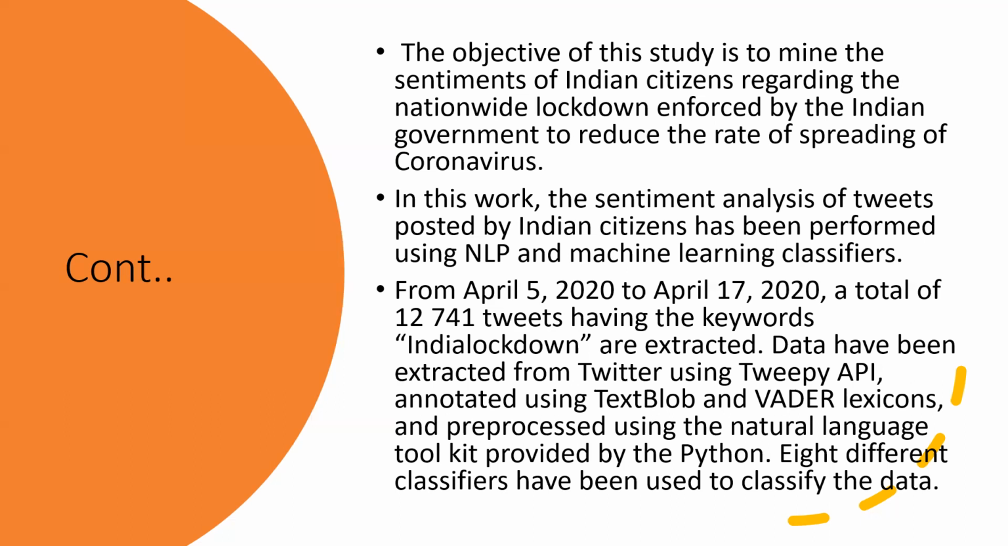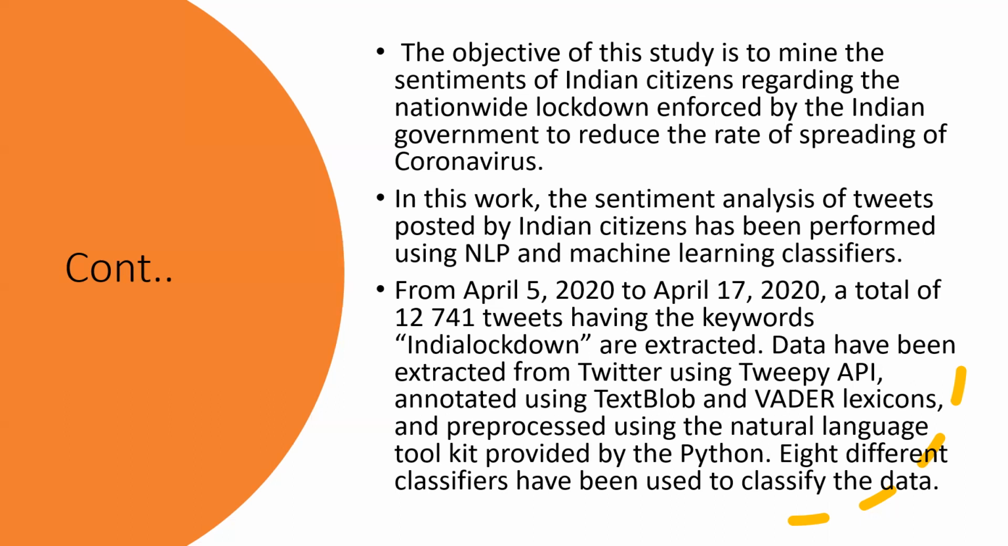We tweet messages like my situation at home hashtag, my situation at office, my work at home, and my problems at home. All will tweet the different types of situations of theirs. So by combining all of these sentiments or sentences, the sentiment analysis has been worked out. From April 5, 2020 to April 17, 2020, a total of 12,741 tweets with the keywords India lockdown were extracted. Data have been extracted from Twitter using the Tweepy API, annotated using TextBlob and VADER lexicons, and we proposed using the Natural Language Toolkit provided by Python.